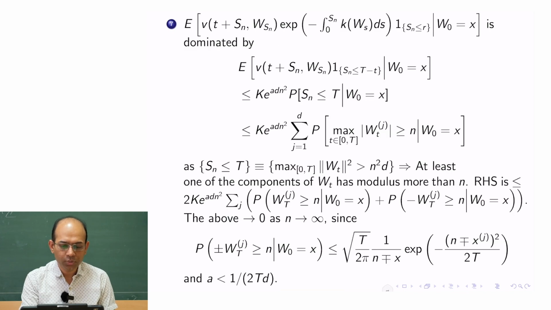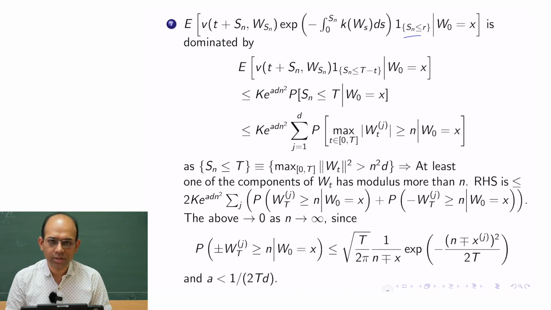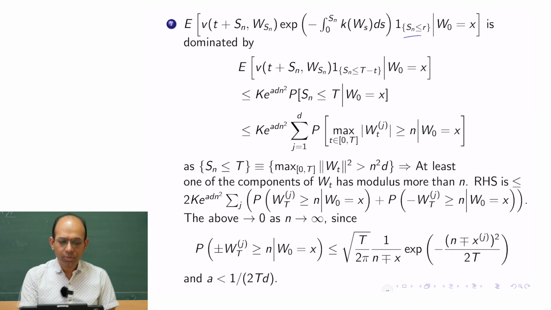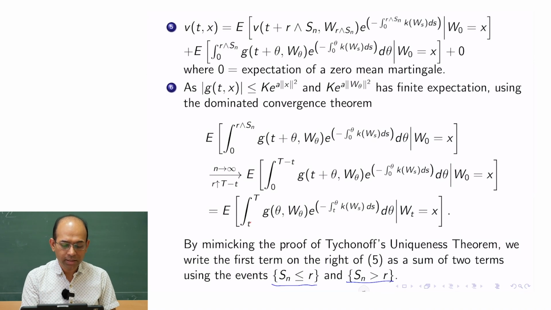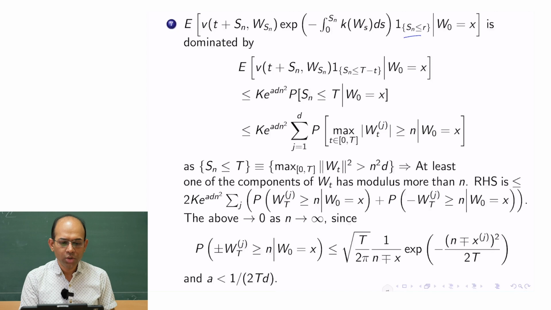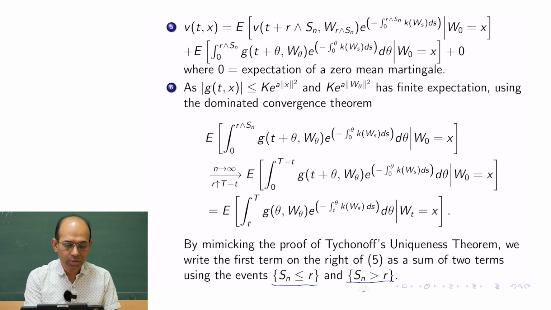We consider first only the case when Sn is less than or equal to r. We have done exactly the same thing in the proof of Tikhonov's theorem also. When we do this, our expressions become simplified. Why is it so? Because earlier we had integration 0 to r minimum Sn. Now if Sn is less than or equal to r, then r minimum Sn is Sn itself.